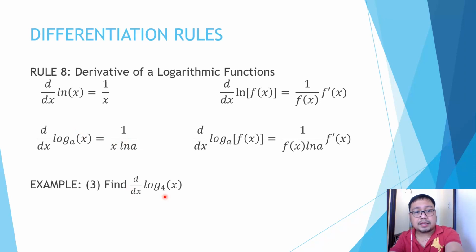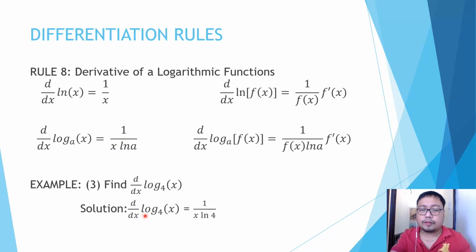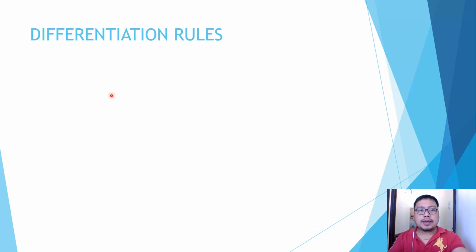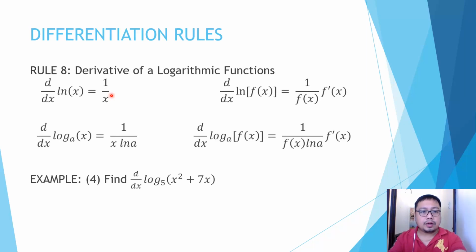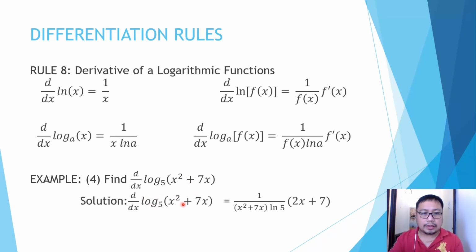The derivative of log x base 4 is simply 1 over x, since our function is x, over ln of 4. This 4 is our base. So the final answer is 1 over x ln of 4. And we have example number 4. Find the derivative of log of x squared plus 7x, base 5.